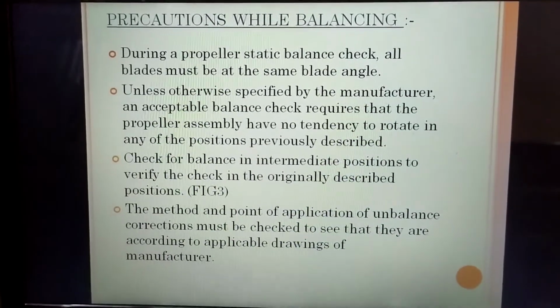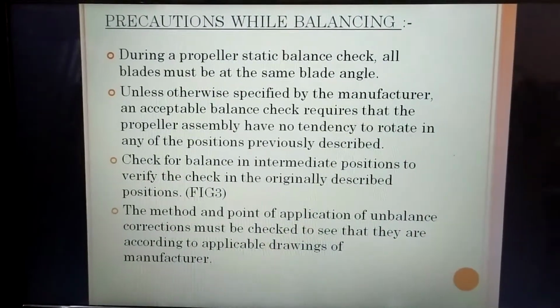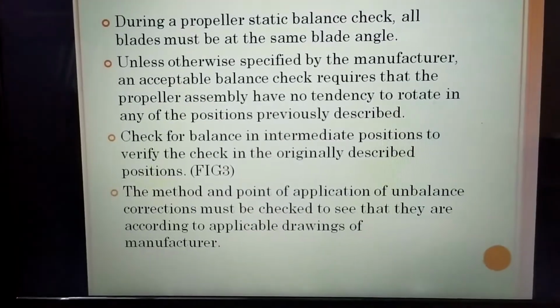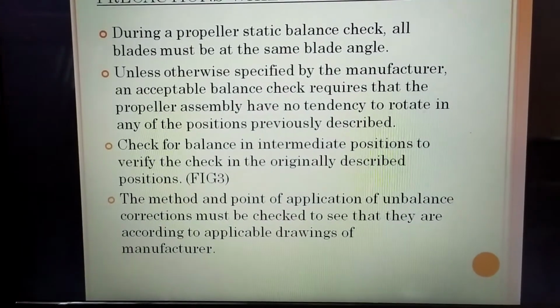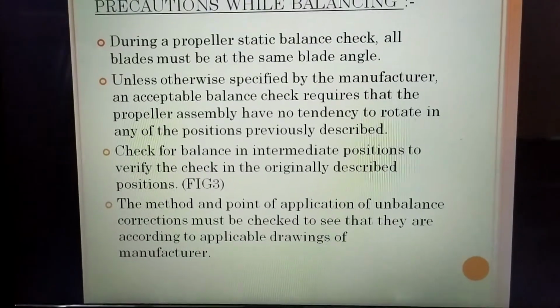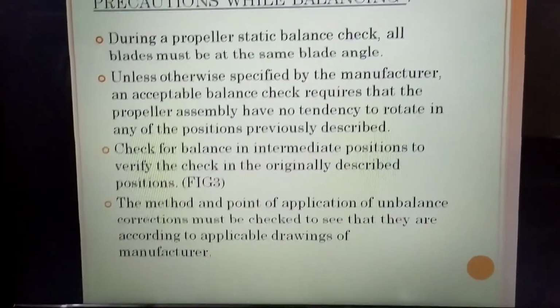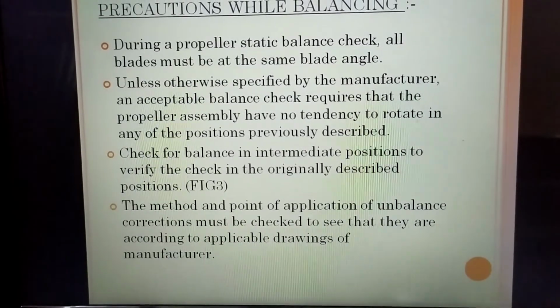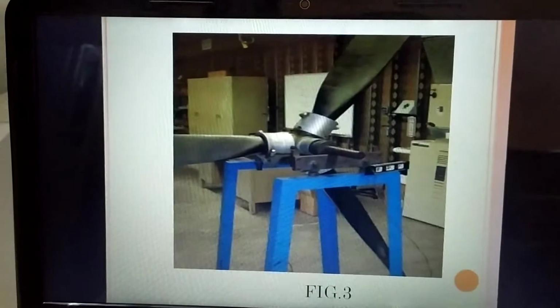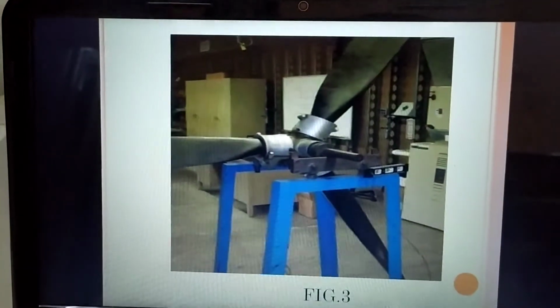This means we have to check for balancing in the various positions of the blades. The method and the point of application of unbalance corrections must be checked to see that they are according to the applicable drawings of the manufacturer. So the method of static balancing will be according to the drawings of the manufacturer. So this is basically static balancing.